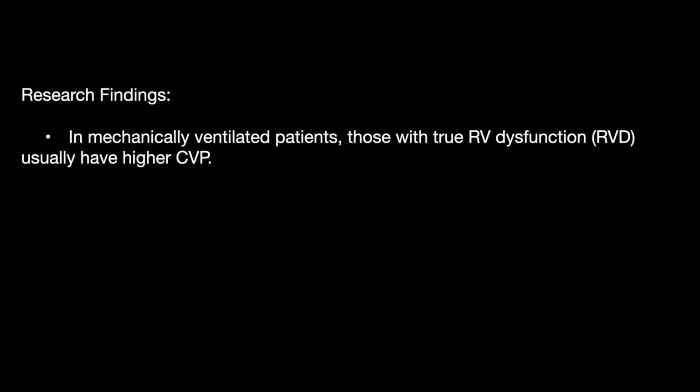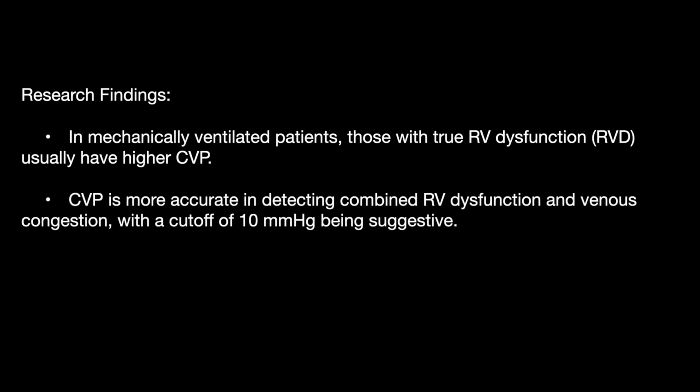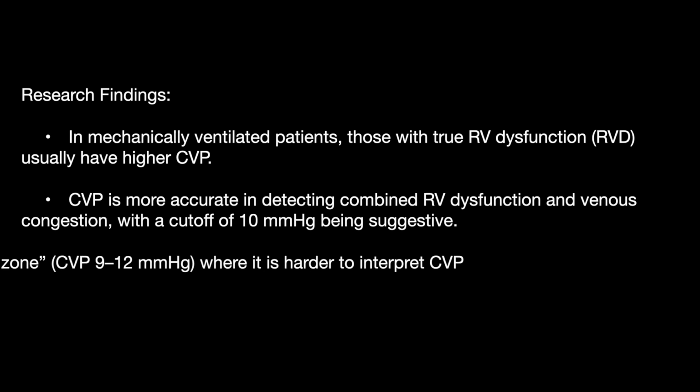So there has been a lot of research, and the findings are that in mechanically ventilated patients and those with true right ventricular dysfunction, they always have a higher CVP. CVP is more accurate in detecting combined right ventricular dysfunction and venous congestion, with a cutoff of 10 being suggestive. So if the CVP value is more than 10 millimeters of mercury, then there is a chance that there is right ventricular dysfunction and venous congestion.